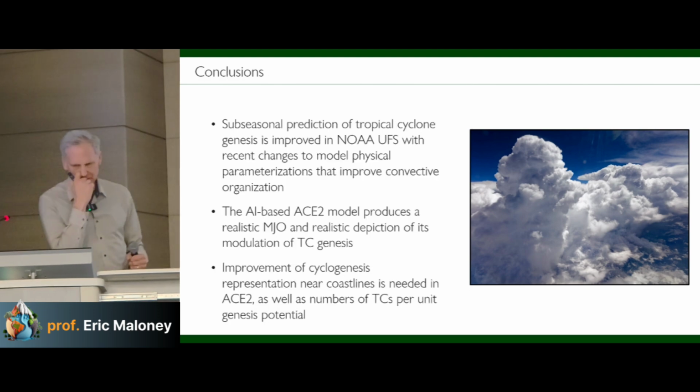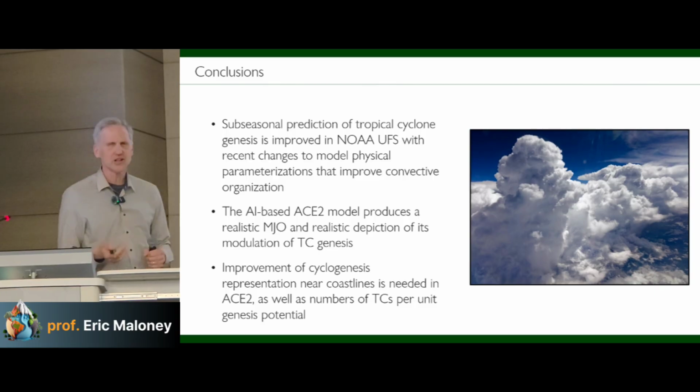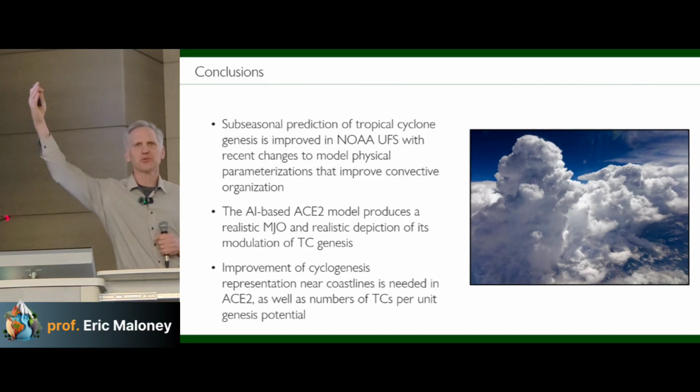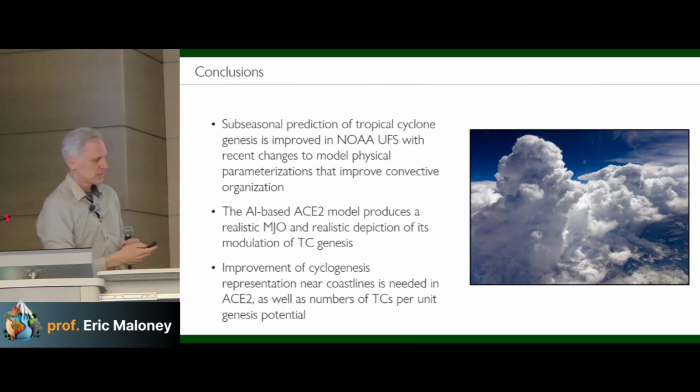All right, so just to conclude, a few key points. We showed one traditional forecasting model that shows definite biases in producing sub-seasonal predictions of tropical cyclones by the Madden-Julian oscillation. But you can make physical parameterization changes to those models that help to improve prediction. So that's one way to go, I think, if you're thinking about subseasonal prediction of tropical cyclones: to use a conventional model like that with physical improvements.